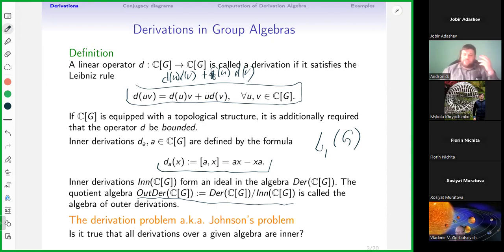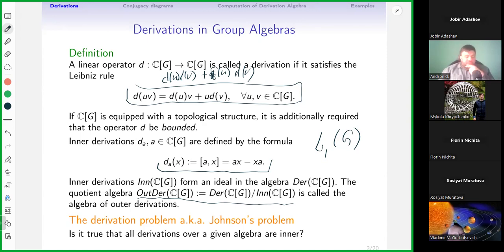Another point is that if you are considering derivations with finite coefficients, so you take as coefficients elements from a finite ring, for example, then you can easily find that there are a lot of derivations which are not inner. Such results, for example, were published by Bavdi and others.